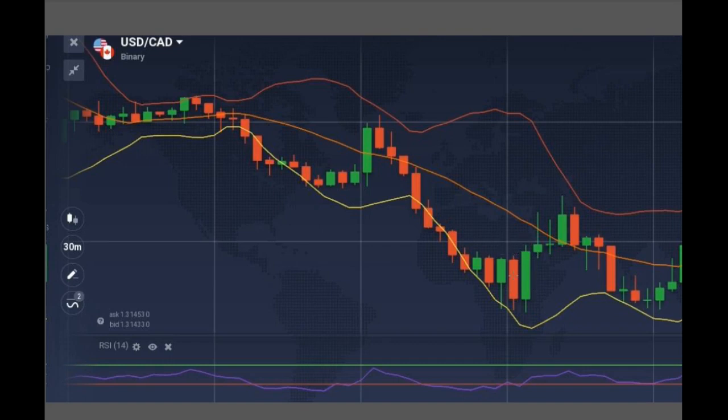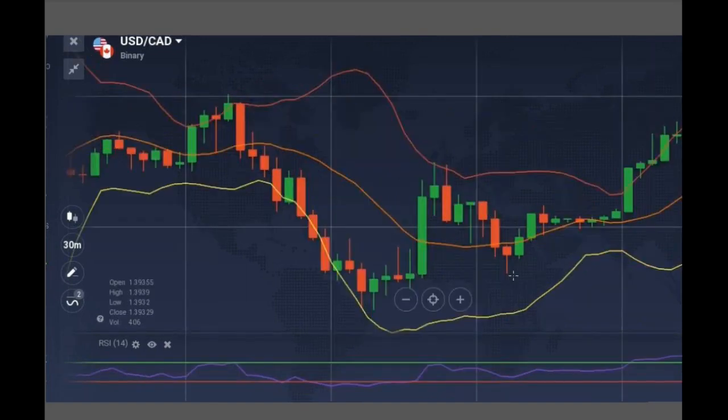So let's move on. The next one we're going to be treating is also USD CAD.